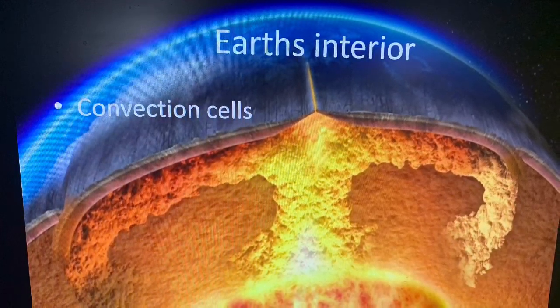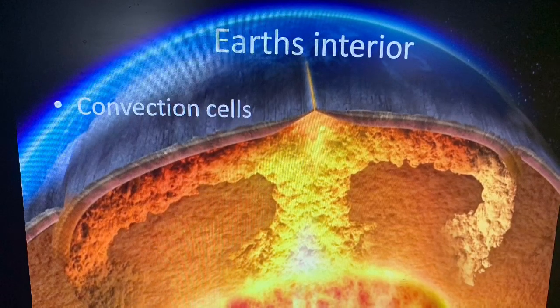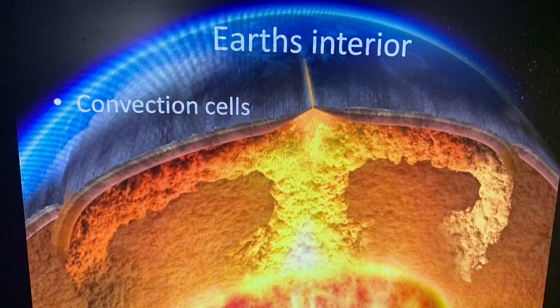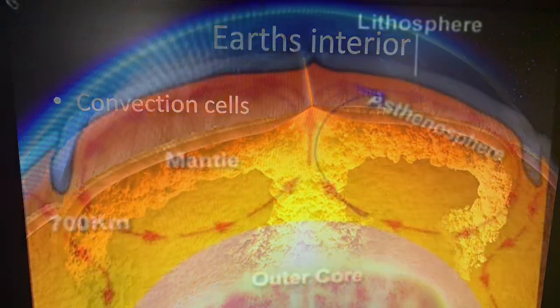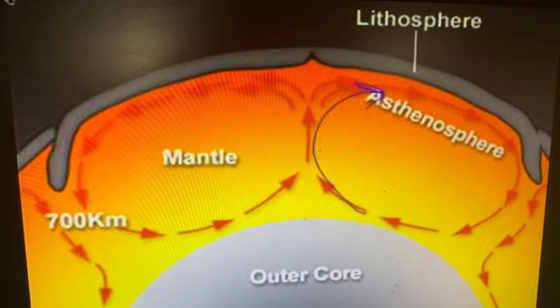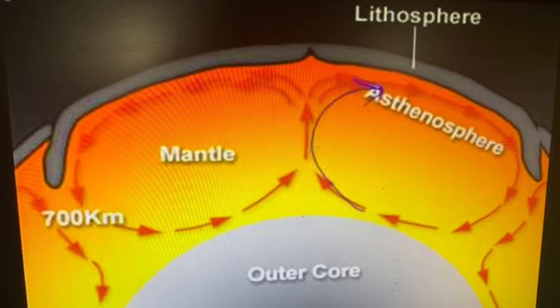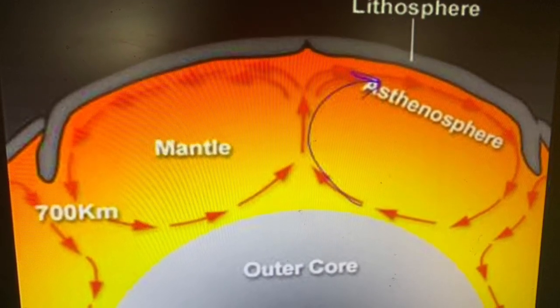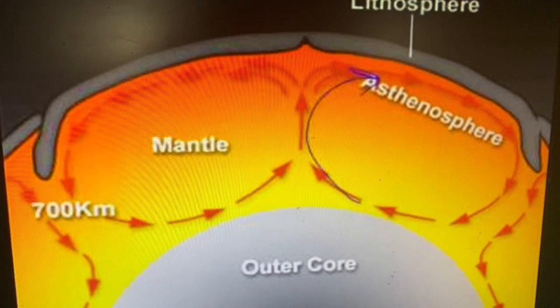The mantle that is closest to the core, down towards the bottom, or towards the center I should say, is going to be much hotter material. That hot material is going to rise up through the mantle. The mantle that's touching the crust is going to be cooler. And so that material is going to sink down.